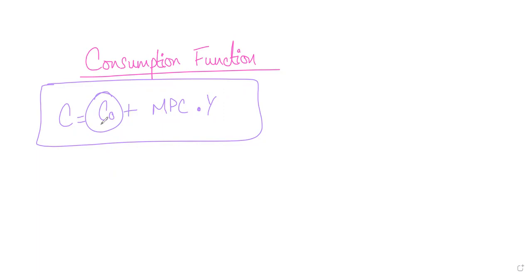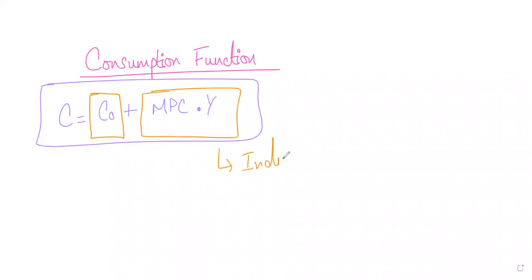Autonomous consumption means that this is not dependent on income. That's why this is not being multiplied by Y, like it's happening over here. So this one is your autonomous consumption component, and this one is your induced consumption component. Let me write this down. This one is your induced consumption, and this one is your autonomous consumption.